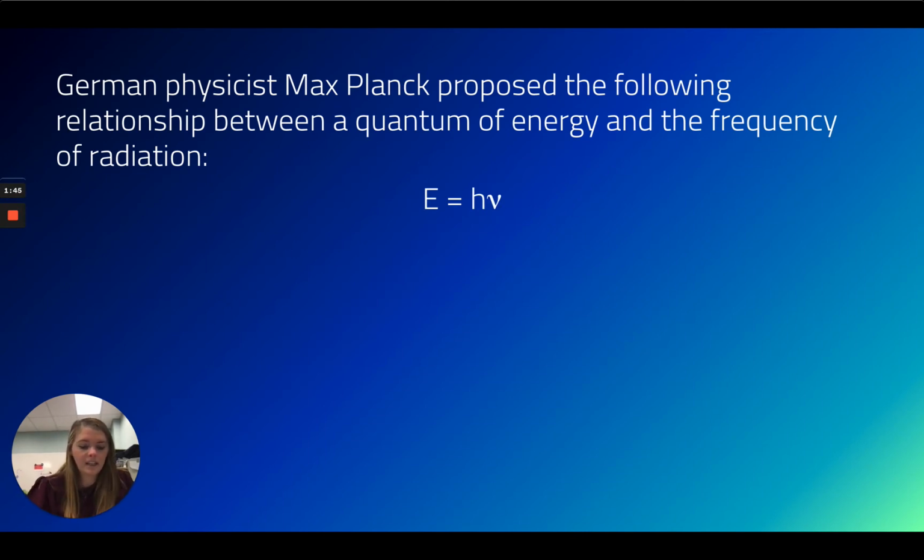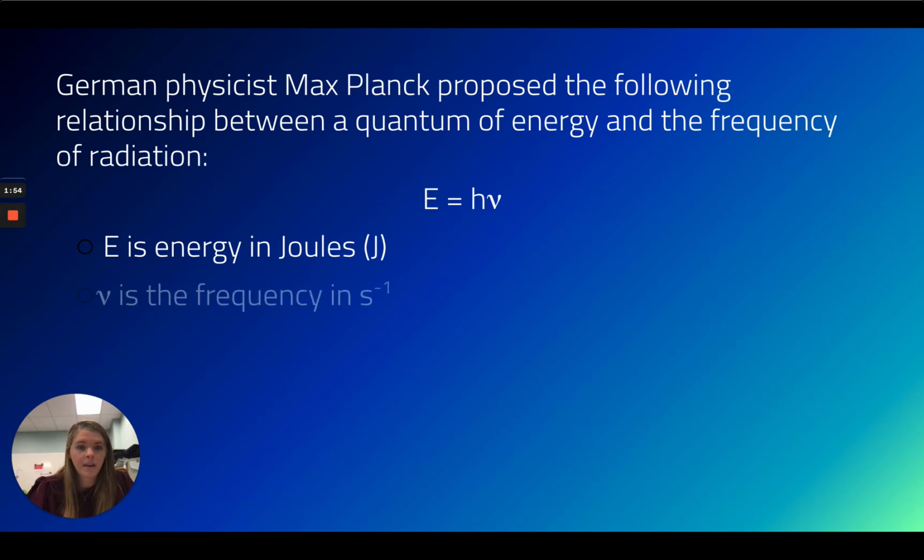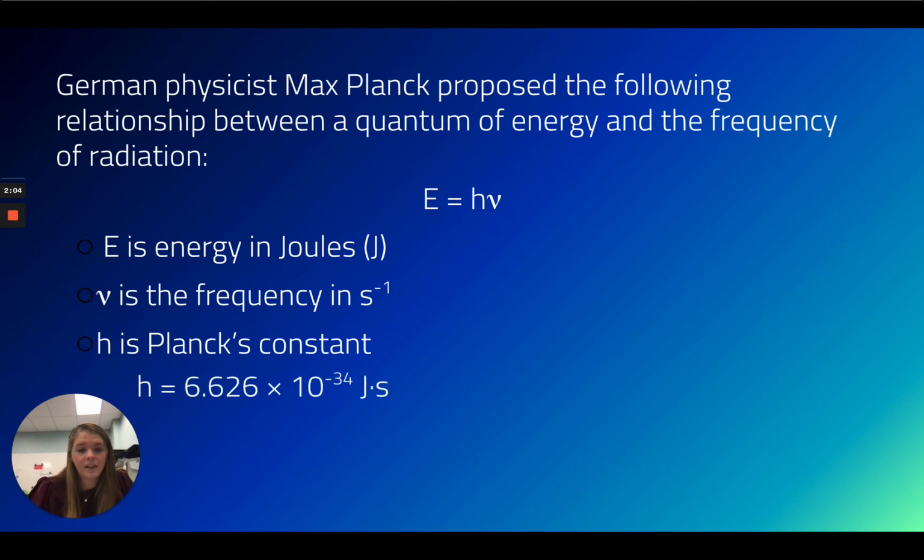Okay, E equals hv, where E is energy in joules, J is joules, that's something we're measuring energy in. v is the frequency, which we've talked about before, and h is what we're going to be calling Planck's constant. Okay, Planck's constant, and you will need to know Planck's constant. Planck's constant is 6.626 times 10 to the negative 34 joules times seconds, or joules over seconds negative 1.